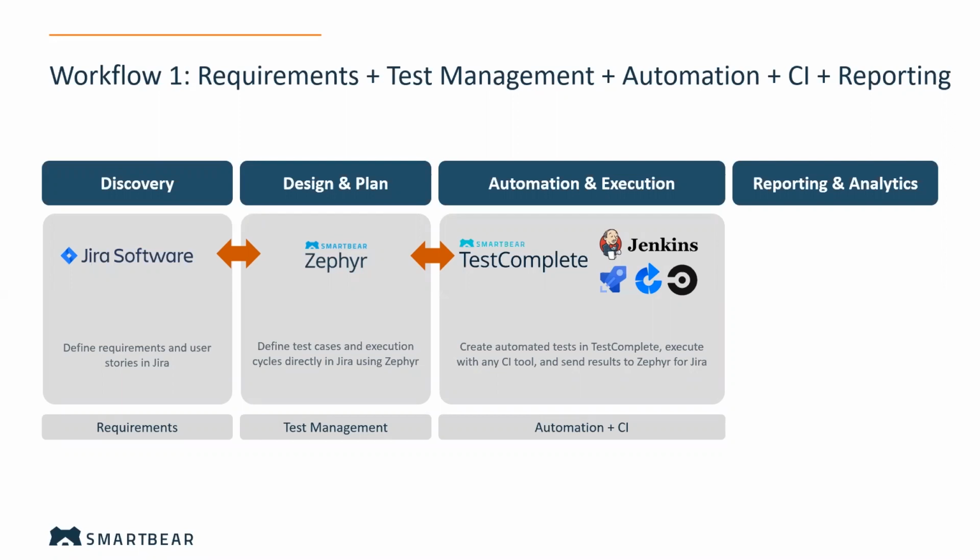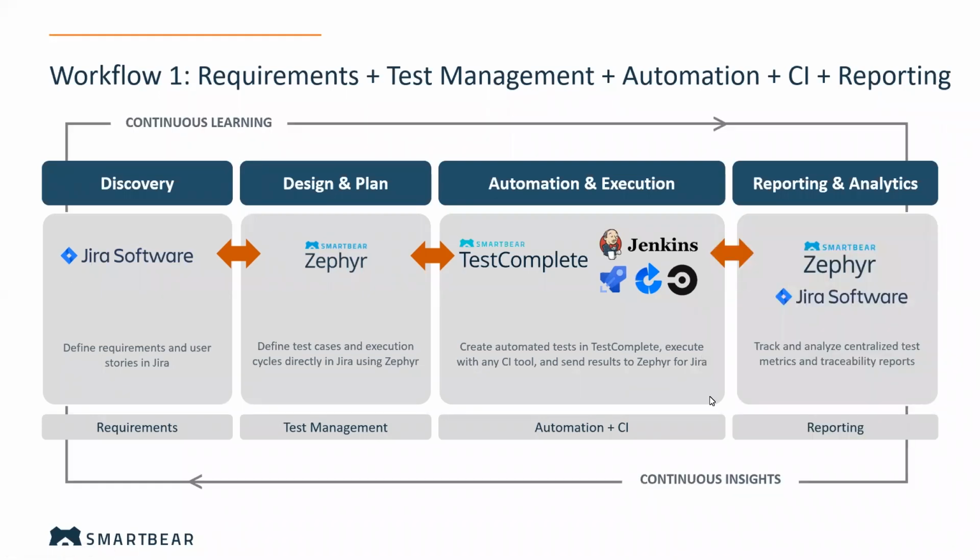And then when you're ready to execute your tests, you simply call upon either your CI tool, or if you're not using one, you simply use TestComplete itself to execute your tests. And once your tests are run, the results are sent back to Zephyr and back to Jira, where you have a full feedback loop now. So you have your automated test results linked to your manual tests, linked to your requirements, and once the execution is done, the results are sent back. And so you basically have a continuous learning and continuous insights process, which many people look forward to, and something that, as a product manager, I really like, because I know at every given point in time what is the status of a given requirement.